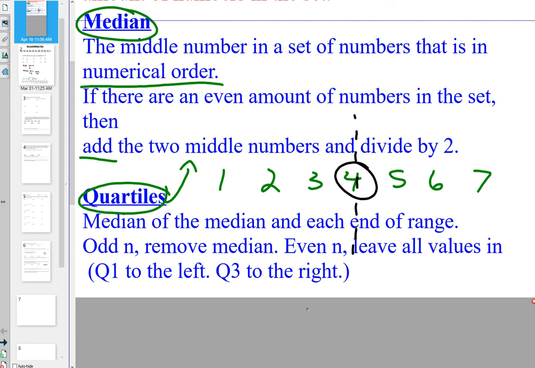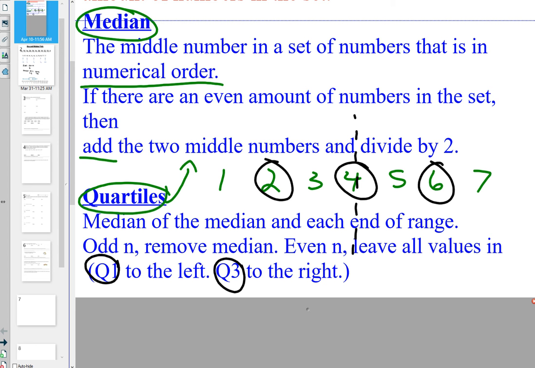You have the periods before and the periods after. What would be the median of the periods before? 2. What would be the median of the periods after? 6. Okay, so what you call 2, you can either call it the lower quartile or quartile 1. Whatever the first median of the median is would be called quartile 1. Whatever the second median of the median is, that's quartile 3, or you can call it the upper quartile.